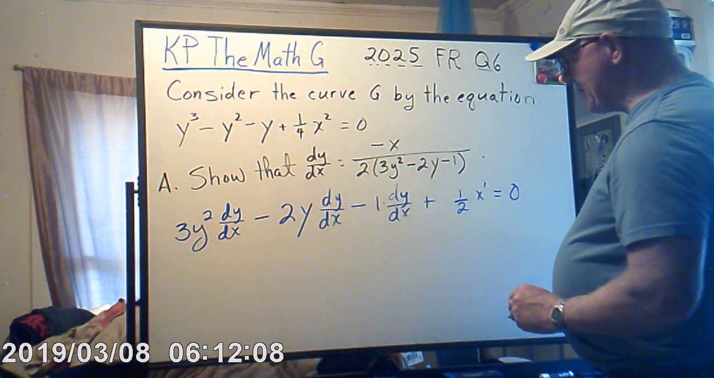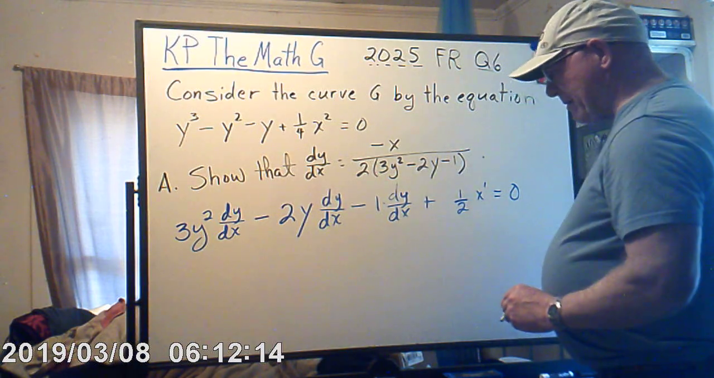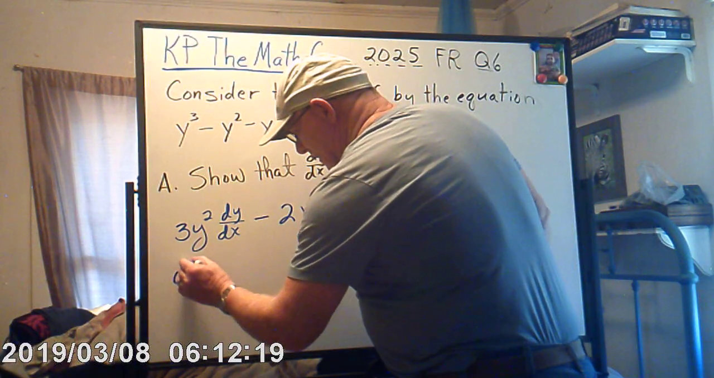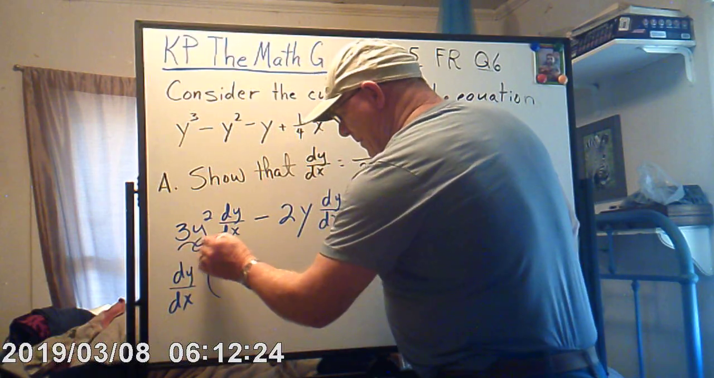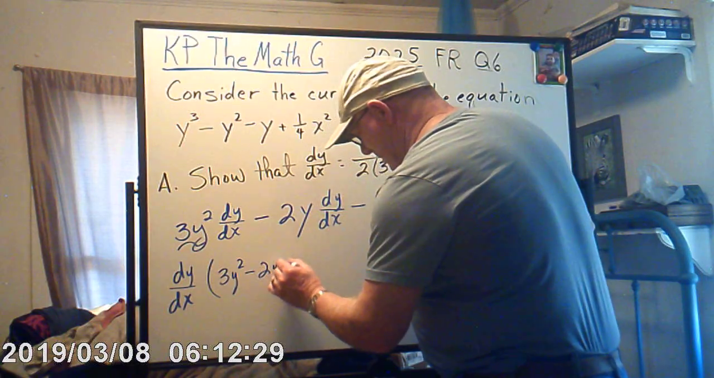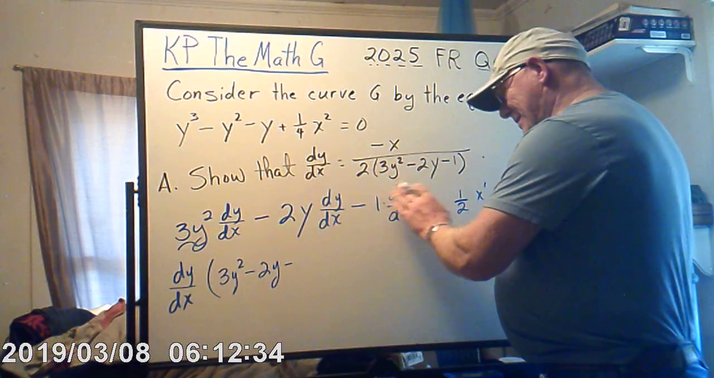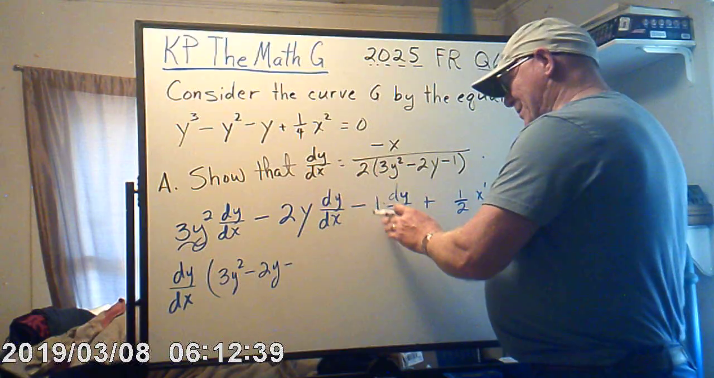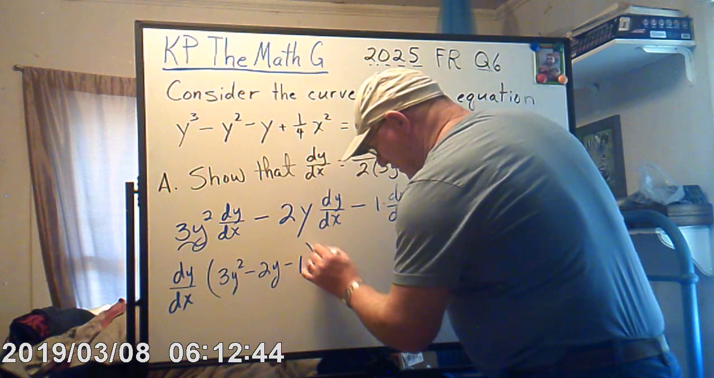Alright, now what I'm fixing to do is just move this to the other side. And let's factor out the dy over dx. Dy over dx. What are you left with? 3y squared minus 2y minus, and some people leave off this 1. You did take something out. The derivative of y is 1, but then dy over dx. So sometimes that one's left out.